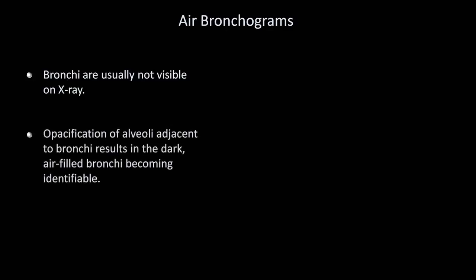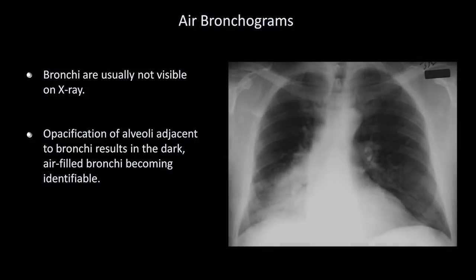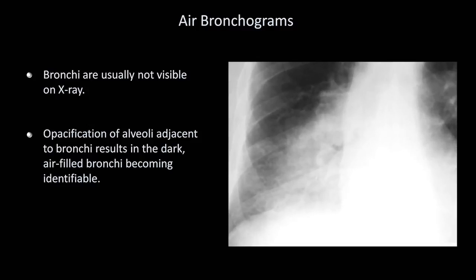Since bronchi are relatively thin-walled, air-filled structures surrounded by air-filled alveoli, they are usually not visible on X-ray. However, opacification of alveoli adjacent to a bronchus results in the dark air-filled bronchi becoming identifiable against a white background. In this example, the patient has opacification of the right lower lung zone, probably the right middle lobe, as we'll discuss in the next video. If we zoom in on the opacification, we can see an outline of a dark branching structure, which are the bronchi.